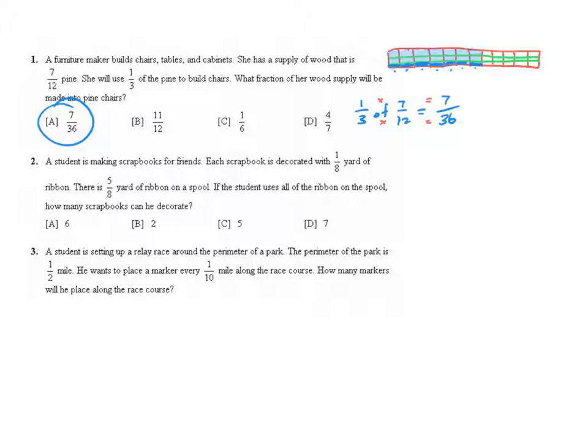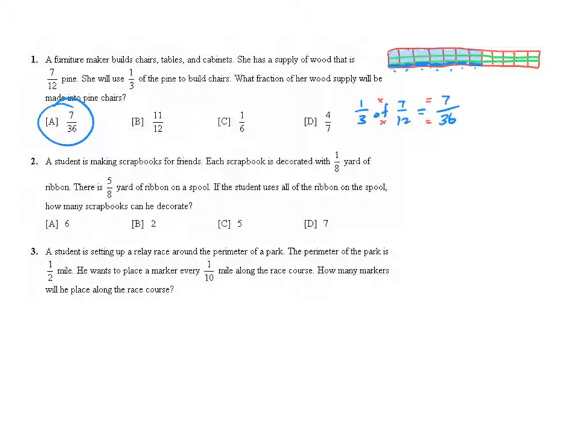Question 2 says a student is making scrapbooks for friends. Each scrapbook is decorated with 1/8 yard of ribbon. There is 5/8 yard of ribbon on a spool. If the student uses all the ribbon on the spool, how many scrapbooks can he decorate?